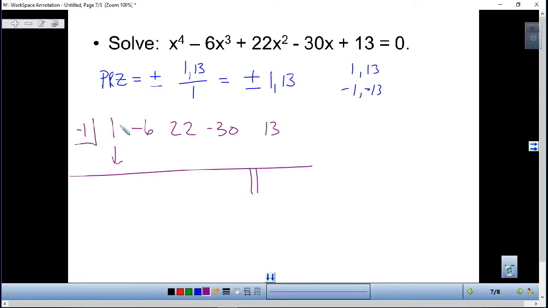If we try negative 1, we're going to have 1 here. 1 times negative 1 gives me negative 1. That's going to give me negative 7. That's going to give me positive 7. That's going to give me 29. That's going to give me negative 29. And that's going to give me negative 59. So I don't think that negative 1 times negative 59 and then add that to 13 is going to give me 0. So we can get rid of that one.